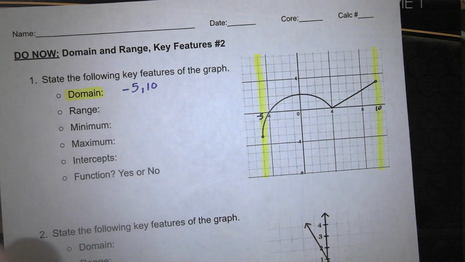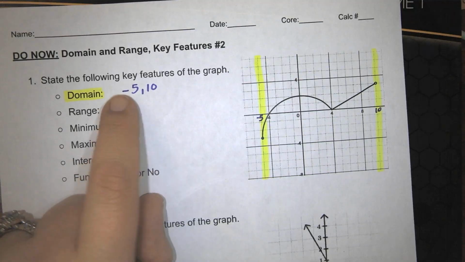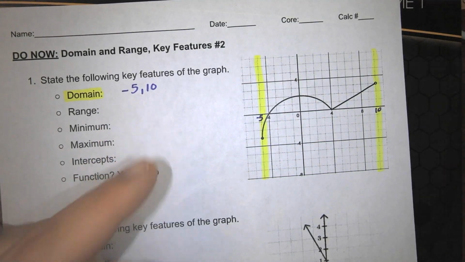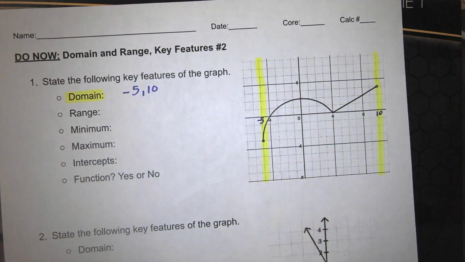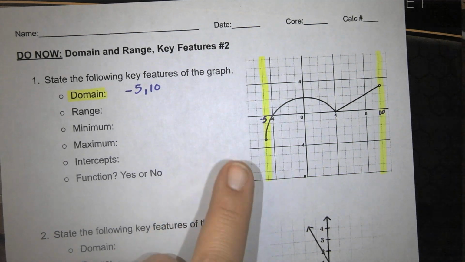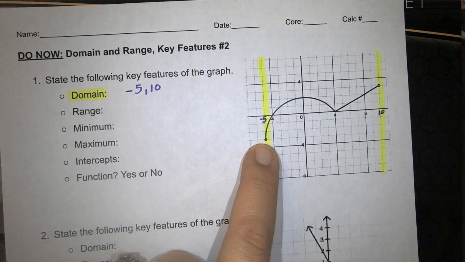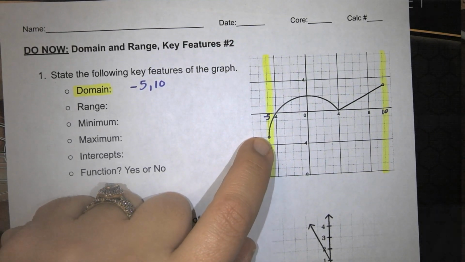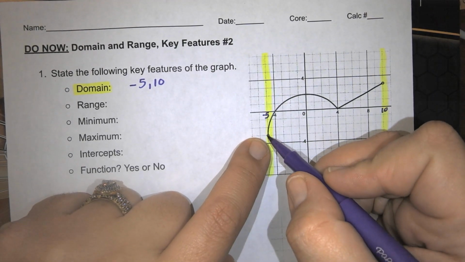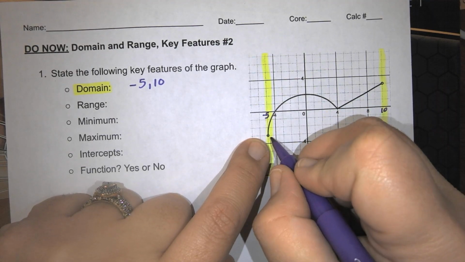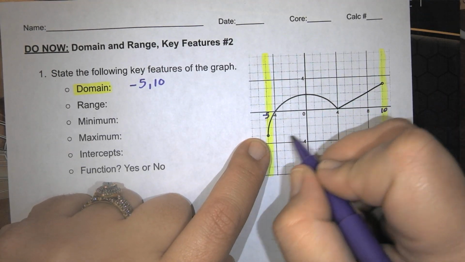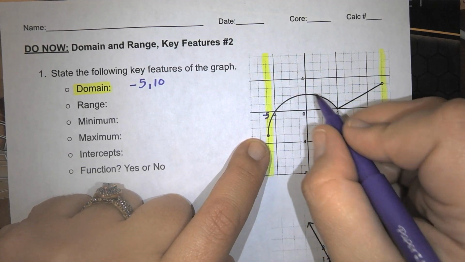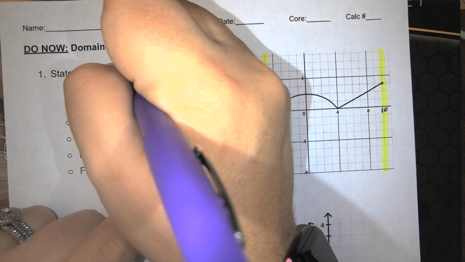But we have to put either square brackets or regular parentheses around this to show that it's the interval from this to this. And we have to decide, are we including the negative 5? Is that part of our domain? Are we including the 10? Is that part of our domain? So the way that we decide that is we look at where the negative 5 is and see how this is a filled in dot. It's an actual point. This point is negative 5, negative 3. So since it's an actual point on the graph, I would include it, and therefore I would use the square bracket.